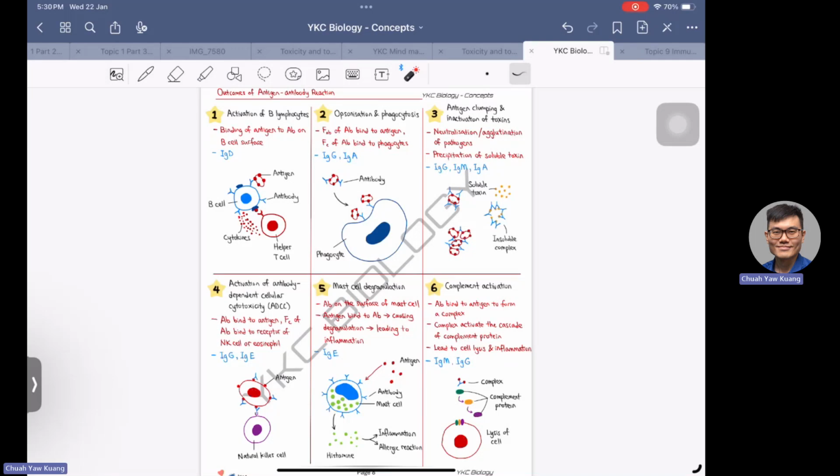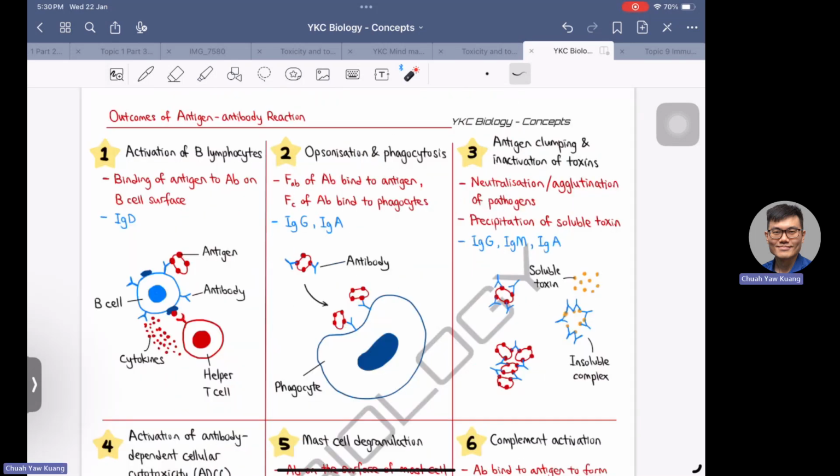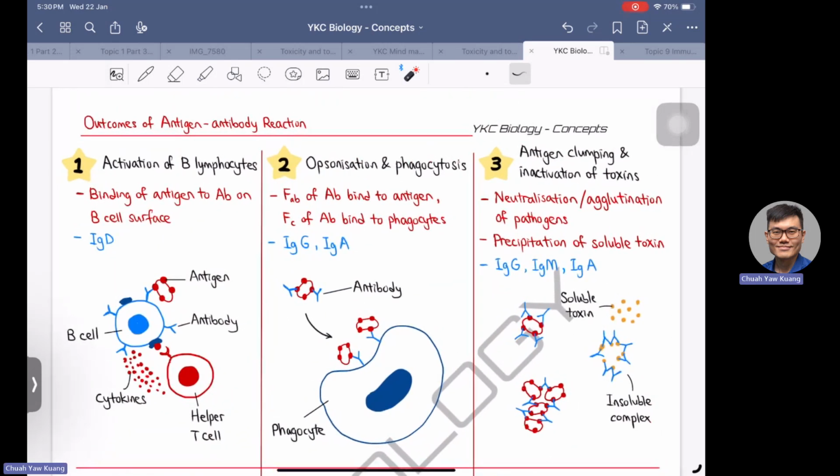Hi everyone. This video will summarize the 6 outcomes of the antigen-antibody reaction. The first outcome when the antigen binds to the antibody is the activation of the B lymphocyte.